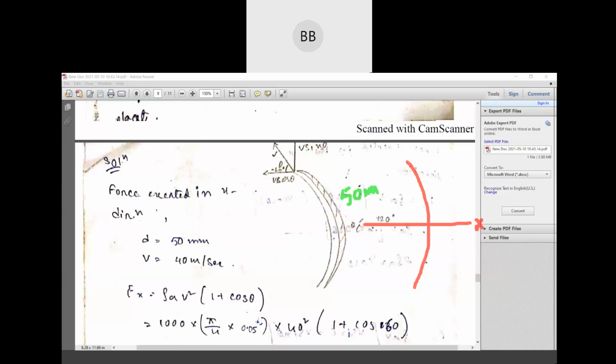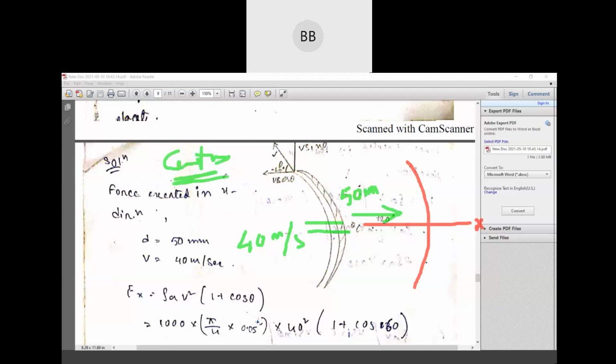The diameter of the jet is 50 mm, and the velocity is given as 40 meter per second. So the jet of water is coming at a velocity of 40 meter per second. Then it strikes the vane in the middle of the vane, at the center. It says it strikes at the center.